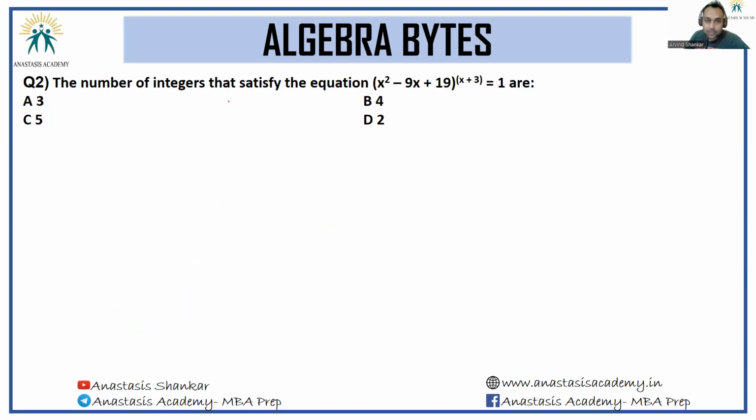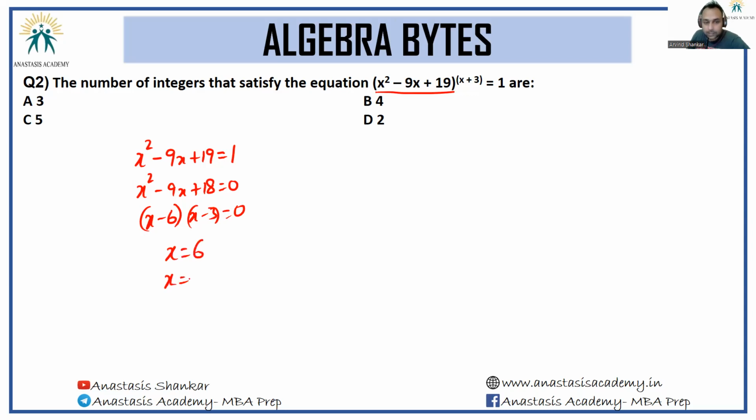Next question: the number of integers that satisfy the equation (x² minus 9x plus 19) raised to the power (x plus 3) is equal to 1 are. Okay, the first thing we have to take care of is if the expression at the bottom was equal to 1. So x² minus 9x plus 19 is equal to 1, or x² minus 9x plus 18 is equal to 0, or (x minus 6)(x minus 3) is equal to 0. So two acceptable values of x we have found, x equal to 3 or x equal to 6. This is awesome, we have got two values.